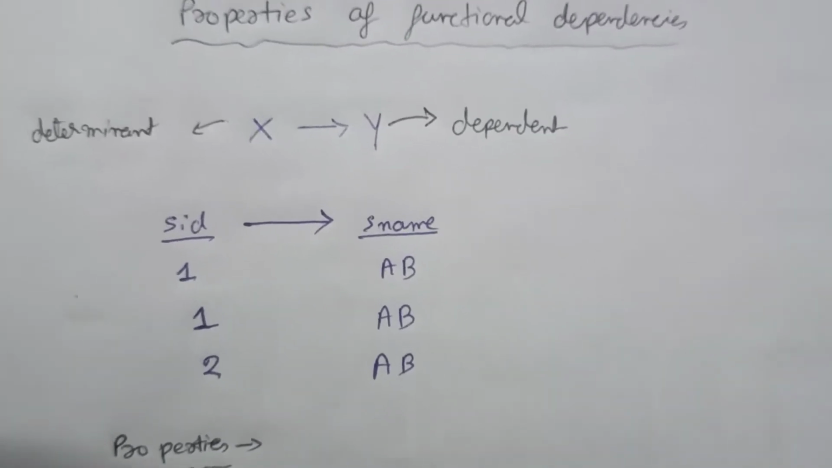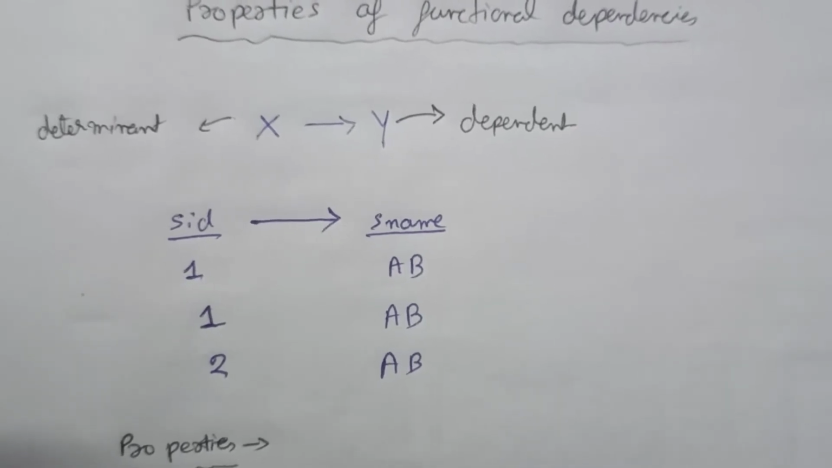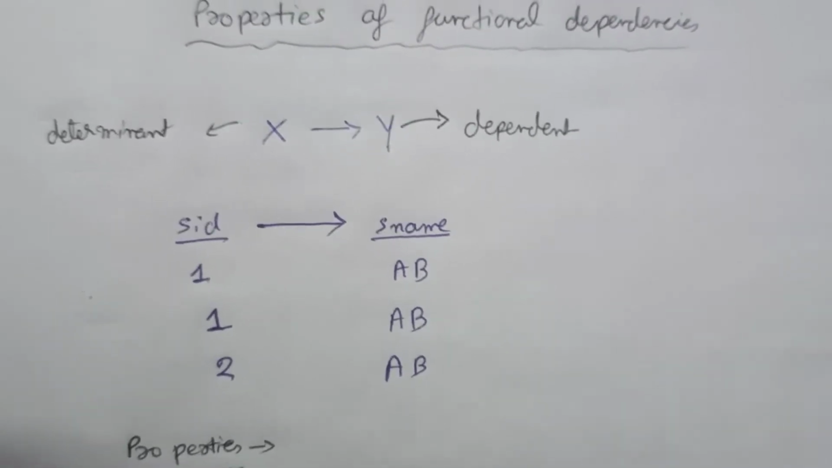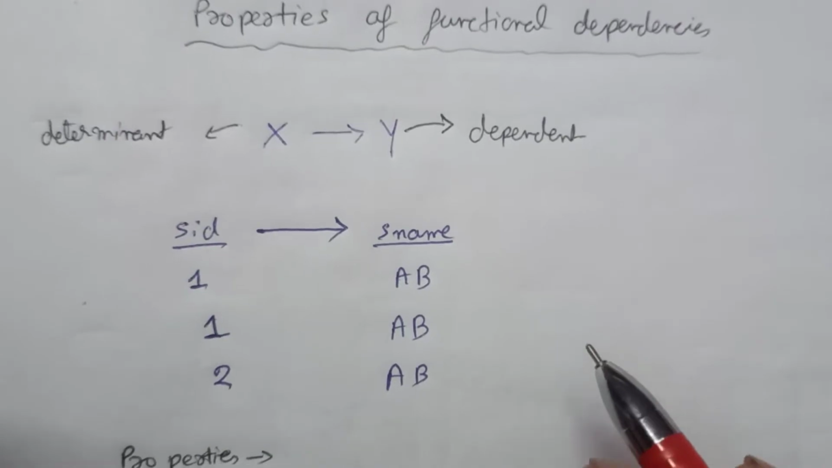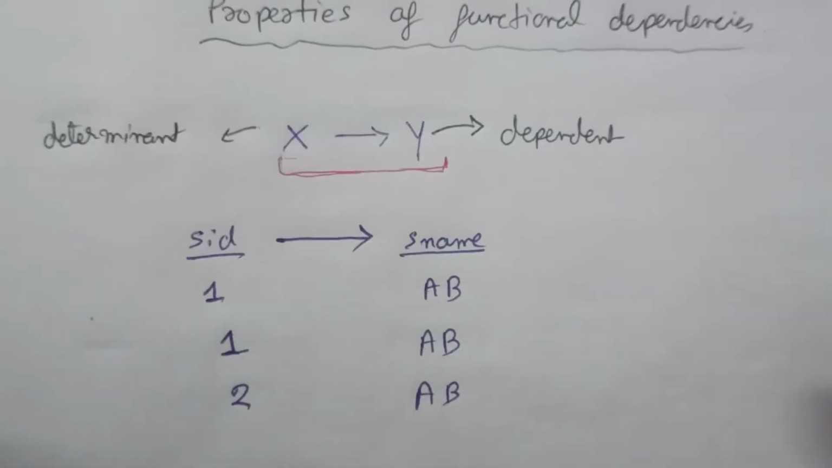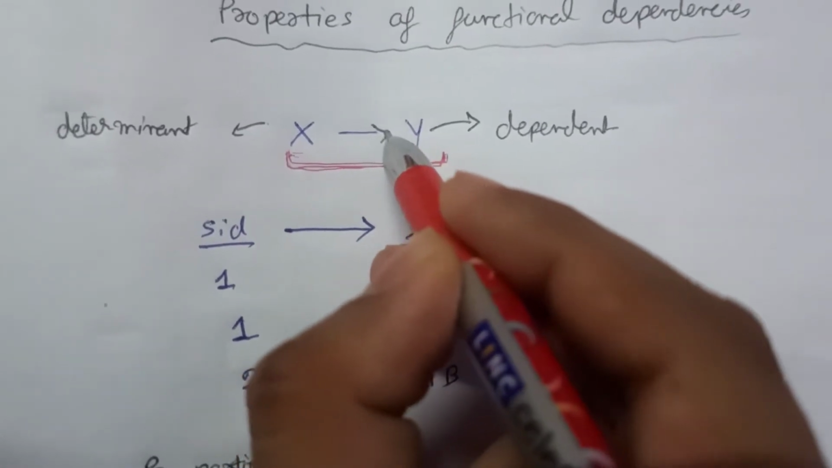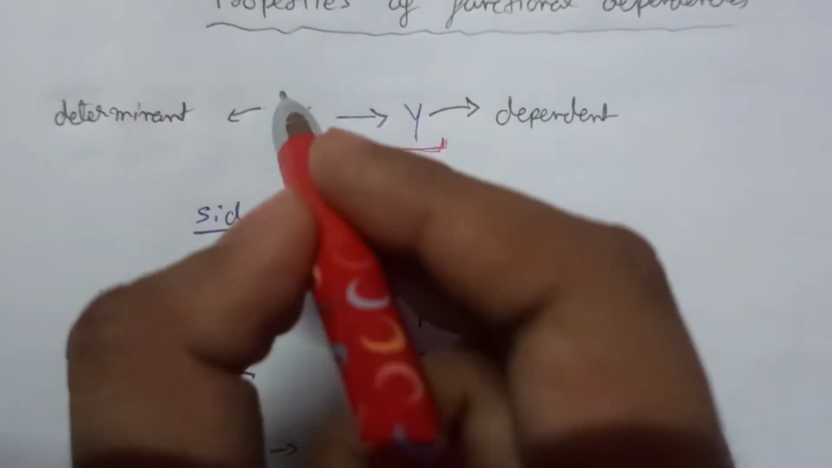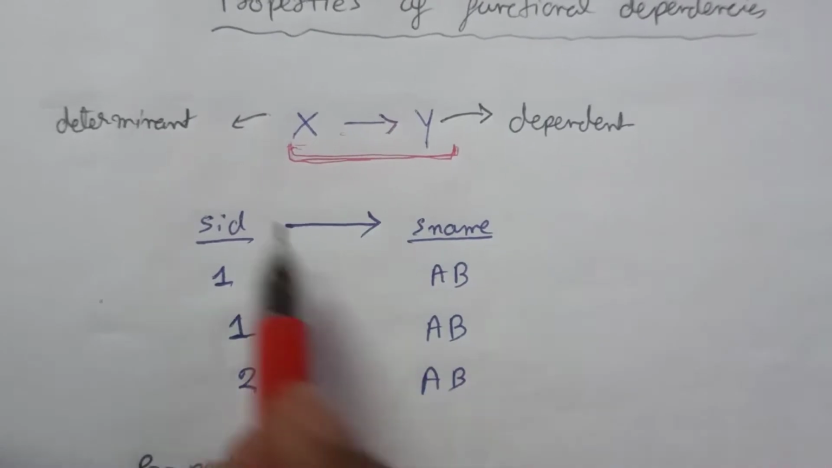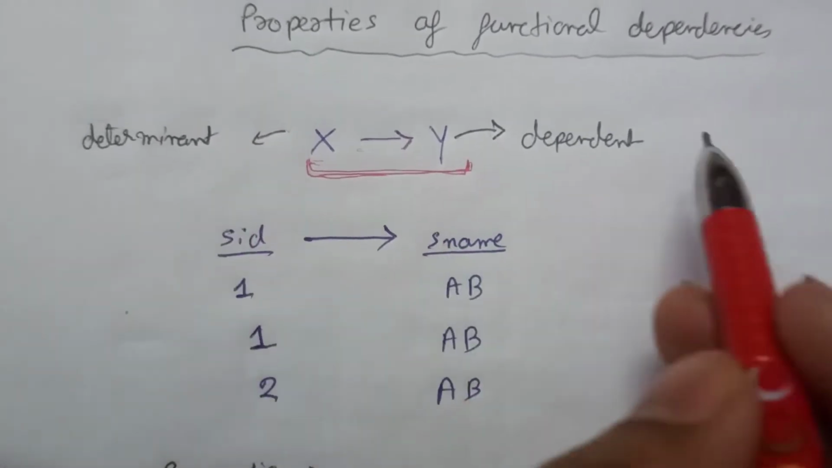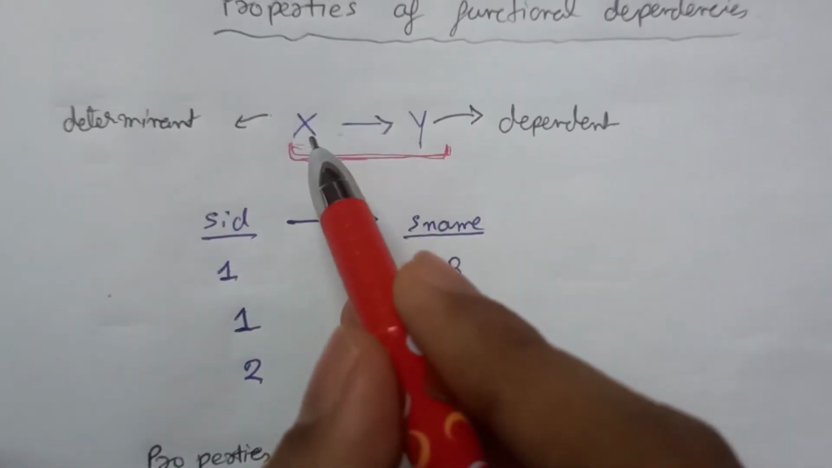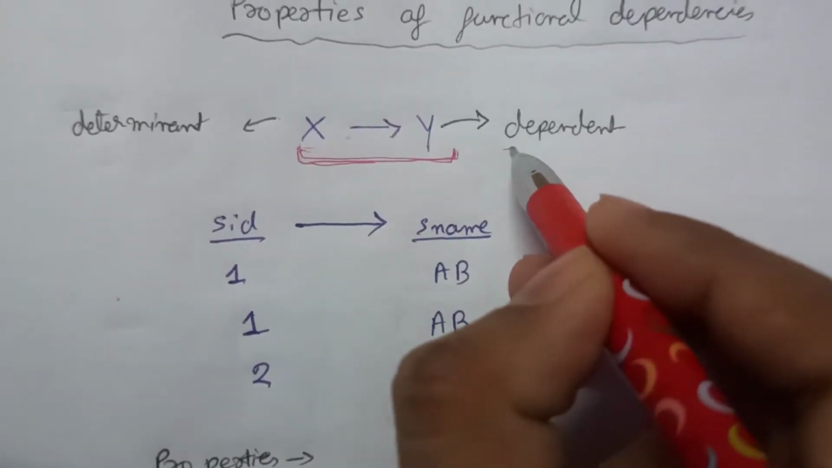Today we are going to learn some properties of functional dependency. So first we need to understand what a functional dependency truly means. This is how we write a functional dependency: X determines Y. That is how it is read. Here the X attribute is called the determinant and the Y attribute, which is dependent on X, is named the dependent.